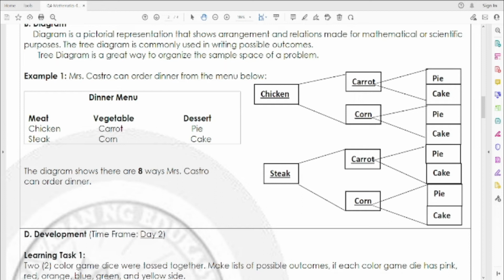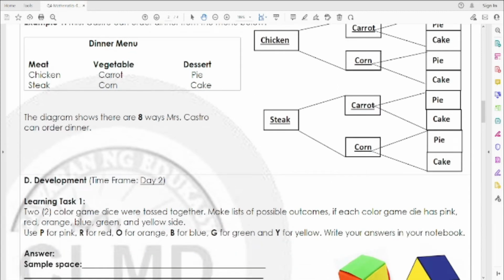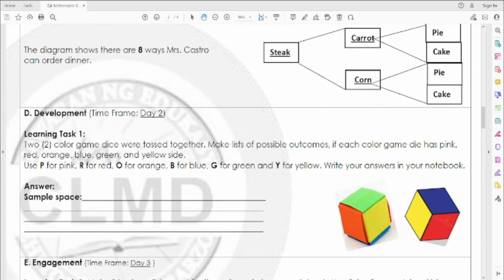Then up to steak, the last one is steak with corn, then pie and cake. So in short, the diagram shows that there are 8 ways Mrs. Castro can order dinner. So take a look at this learning task number 1.